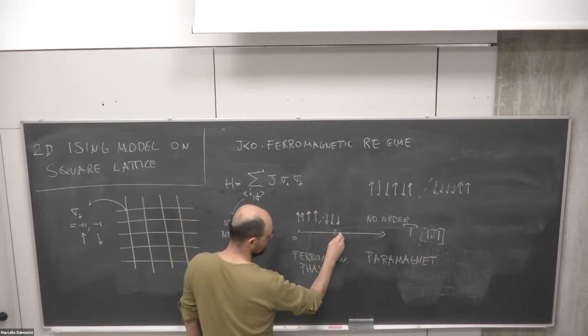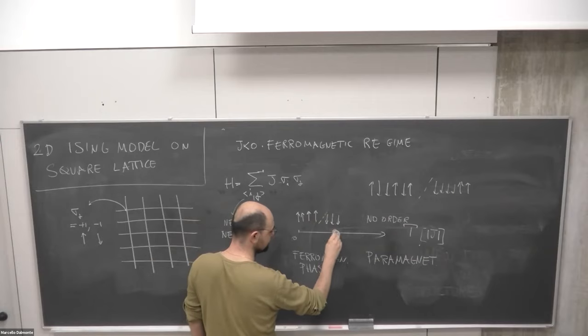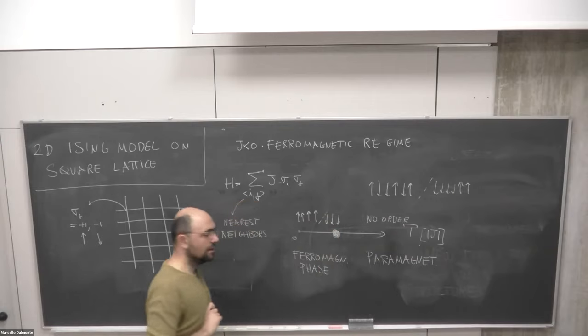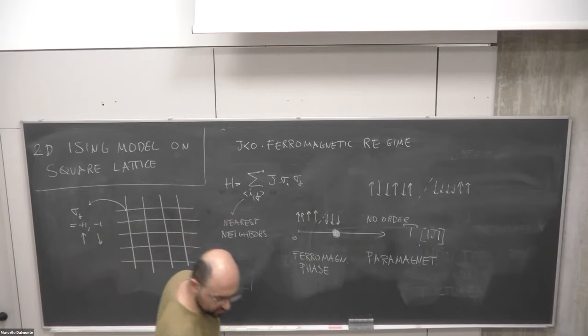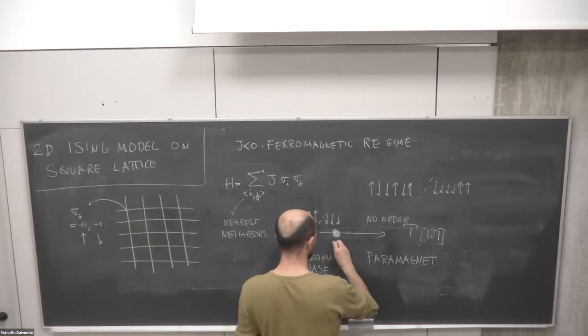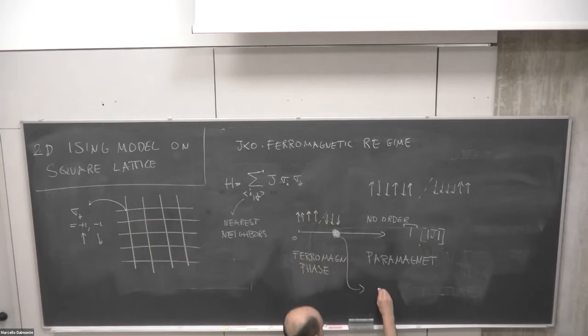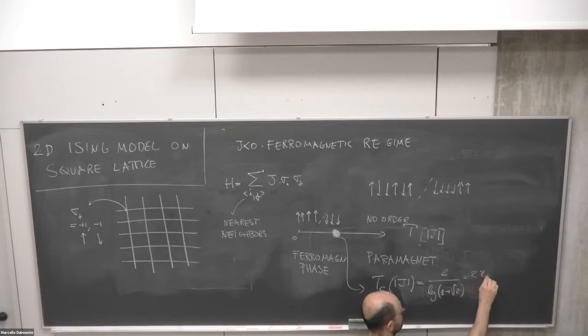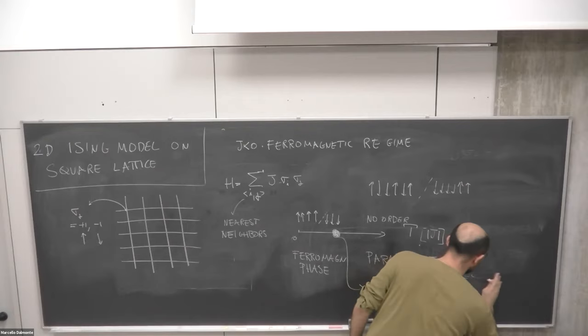Now you all know that the two are separated by what is called a second order phase transition at the critical value of the temperature, T_C, in units of J. And this can be computed analytically using, for instance, self-duality of the Ising model. I forgot what the precise value was. I think it's 2 divided by the logarithm of 1 plus the root of 2, something like 2.26. It does not really matter.